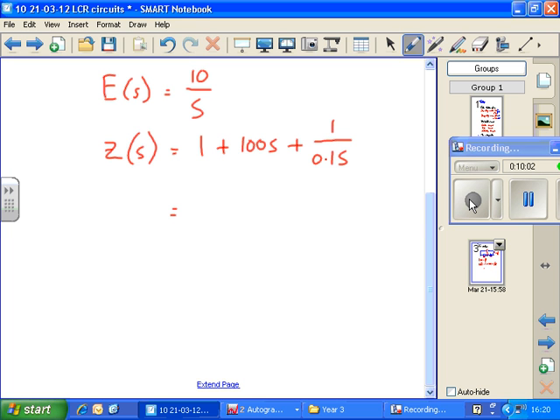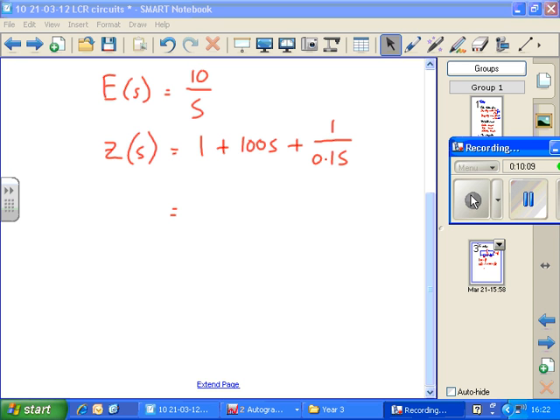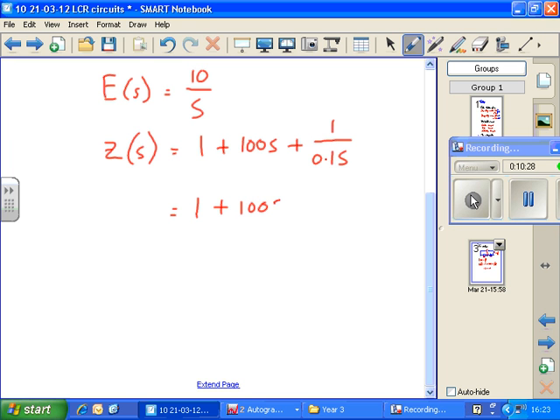A little bit of algebra now, just to help tidy this up. 1 divided by 0.1, if I multiply top and bottom by 10, is the same as 10 over 1. So I would instantly get rid of this 0.1 underneath and call this 1 plus 100s plus 10 over s, to try and make life a little bit easier for myself. That's something we can always do.